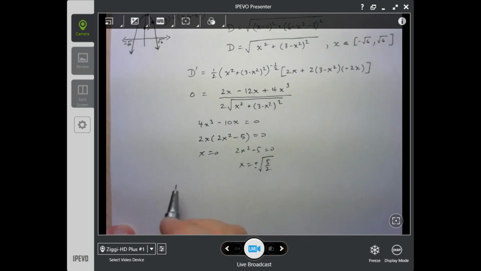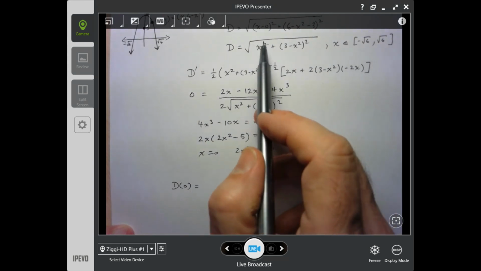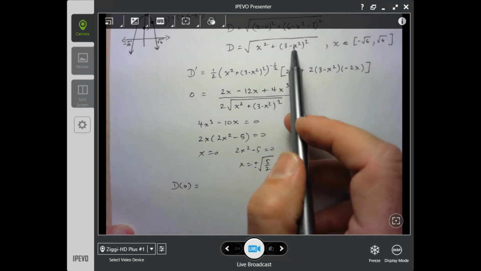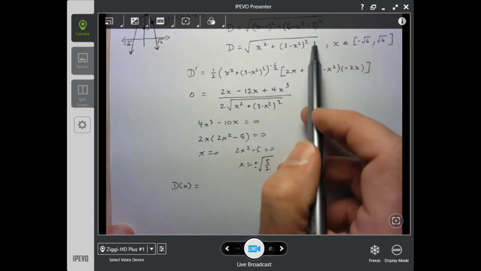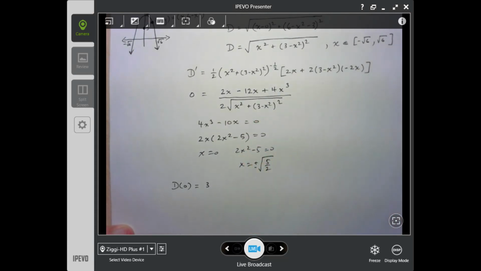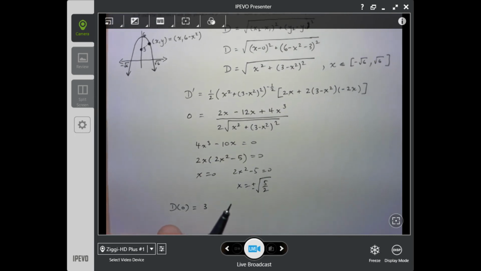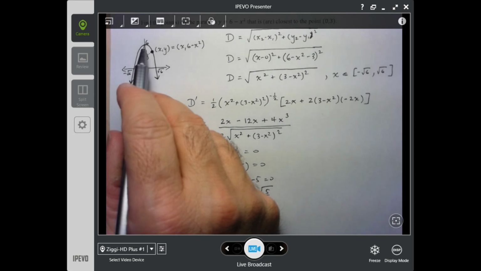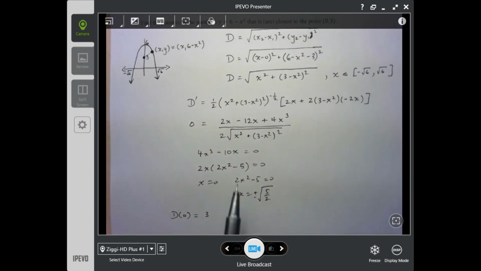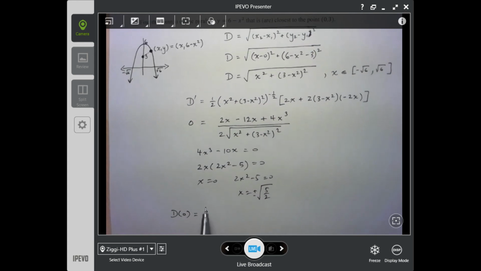So let's measure the distance at 0. That will be an easy one. So what do we have? This is just 0 squared, so that disappears. 3 minus 0 is 3, so the square root of 3 squared is just 3. Now that shouldn't be surprising, because when x is equal to 0, my point is at 0, 6. So we kind of already knew that this distance was equal to 3. That indicates we didn't make a mistake here.